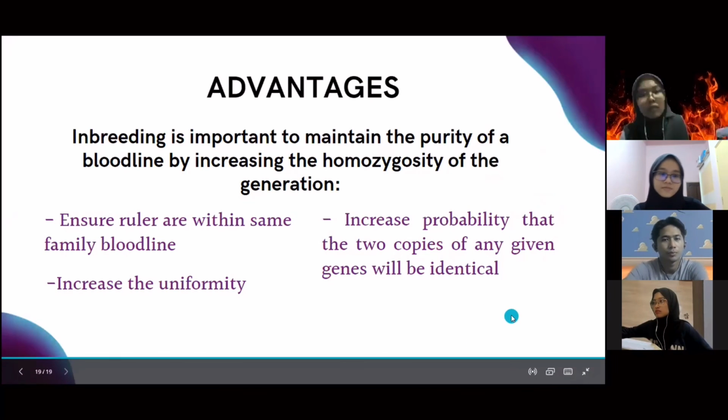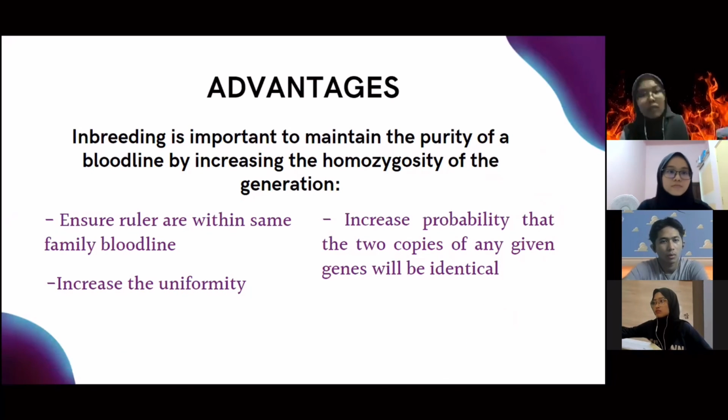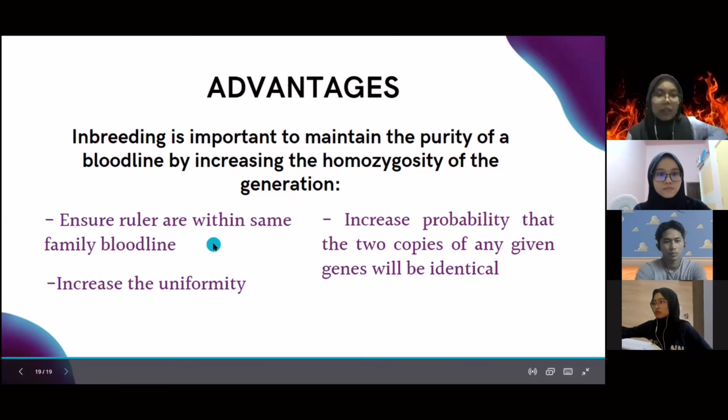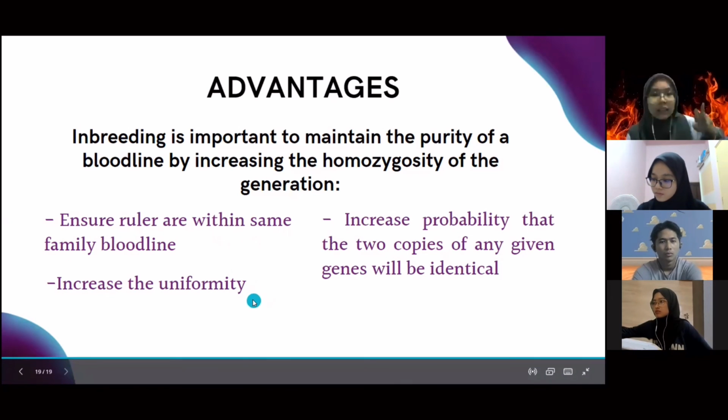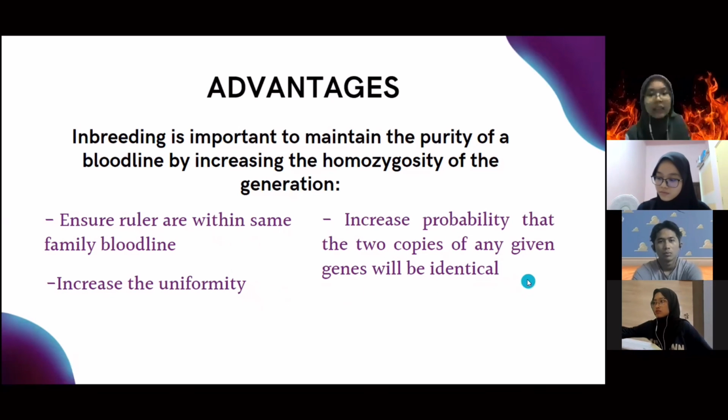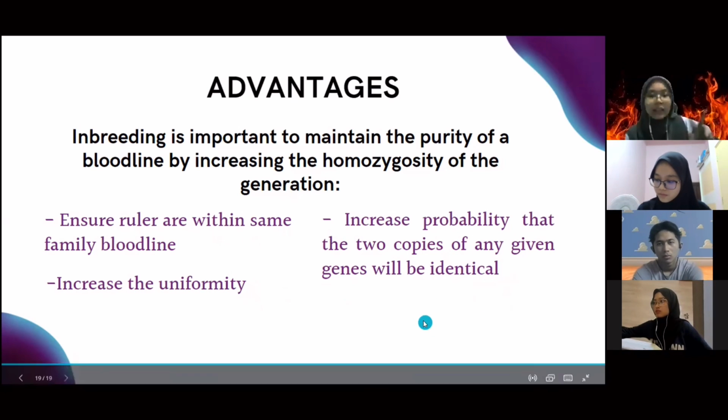Okay, the next one I will explain is the advantages of inbreeding. Inbreeding is important mainly to maintain the purity of a bloodline by increasing the homozygosity of the generation. It will ensure the rulers are from the same family bloodline, which means they want certain traits to be kept in the bloodline. Next is to increase uniformity, and the last is to increase the probability that 2 copies of any given gene will be identical.